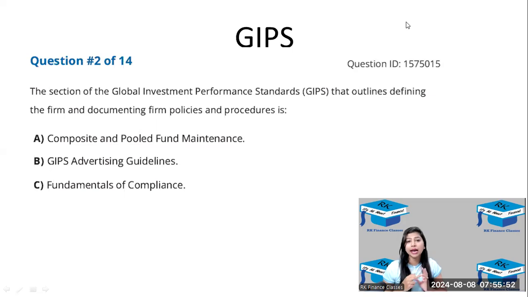Third is about the composite and the pooled fund, which talks about the calculation methodologies. For 4, 5, 6, 7, you just remember the names. That's about the composite money weighted return and the composite time weighted return, 4 and 5, and 6 and 7 is about the pooled fund money weighted return and pooled fund time weighted return, and 8 is about the GIPS advertising guidelines. So it says if one of the firms is GIPS compliant and the other is not, then specify it. So those are the 8 sections of the GIPS.